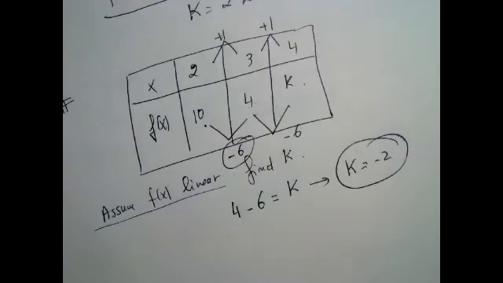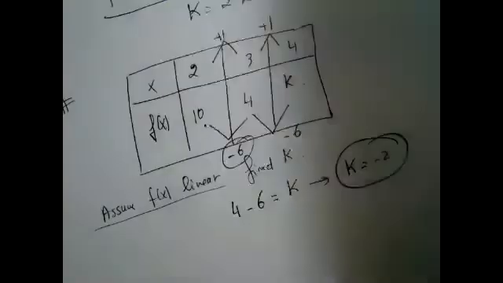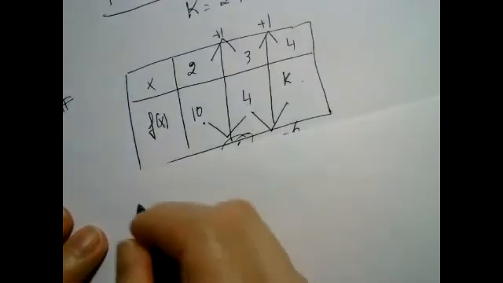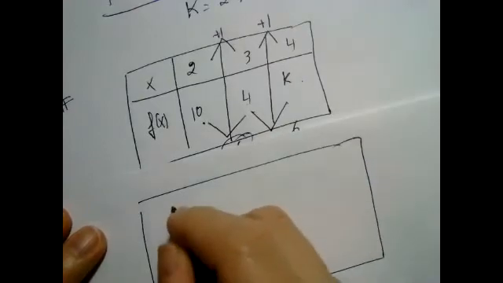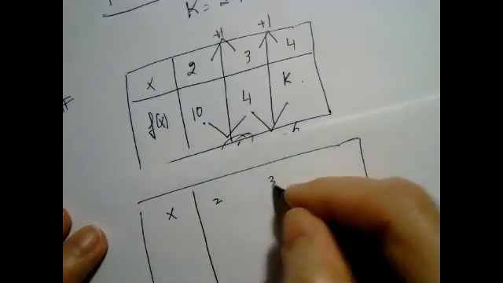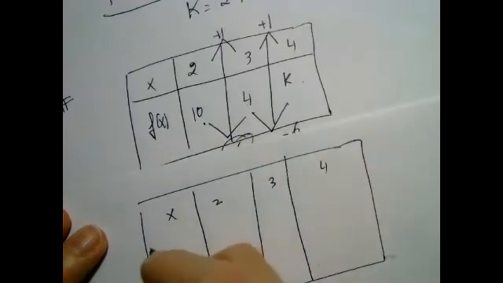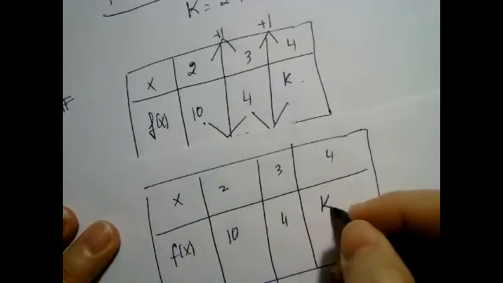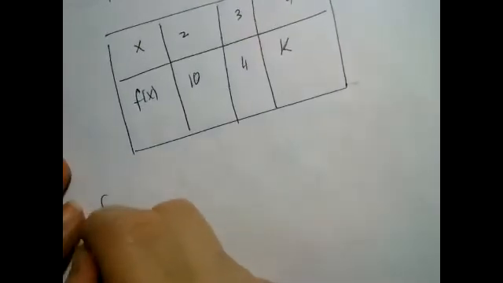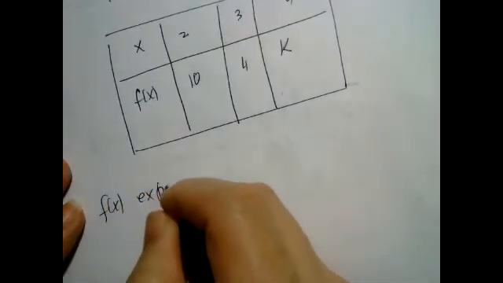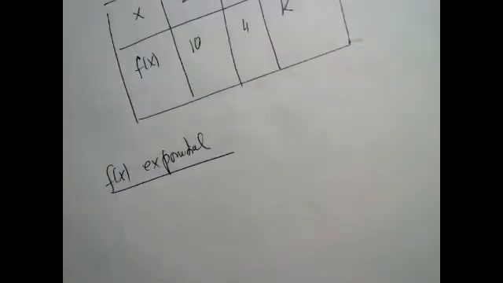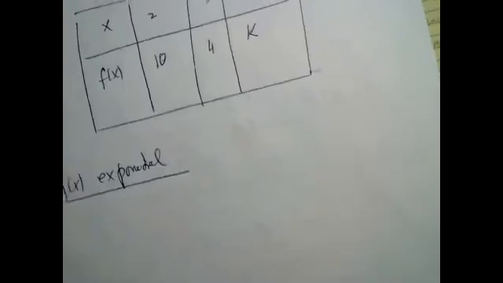Question number 2. What happens if f is exponential? So again, the same problem, the same data, but it's an exponential. 2, 3, 4, and f is 10, 4, and k. And the question is, assume f of x is exponential. What is k? This is a little bit harder, and I want an answer. So one of your classmates gave me 8/5.